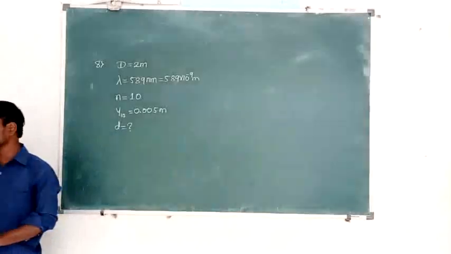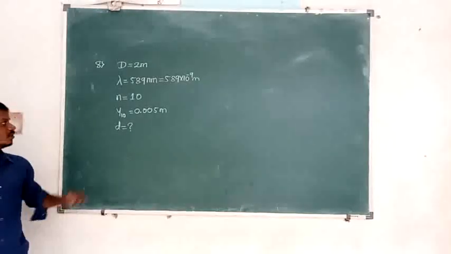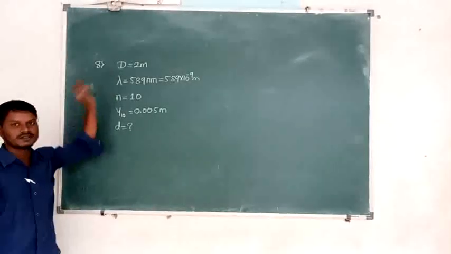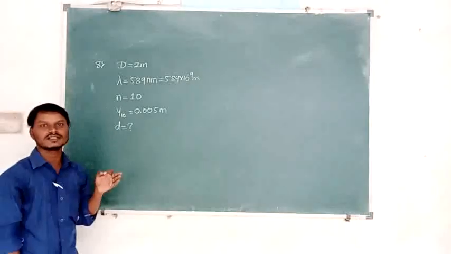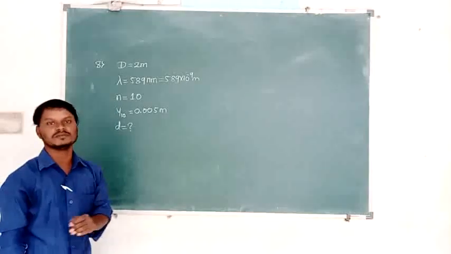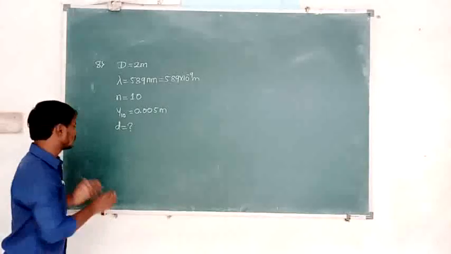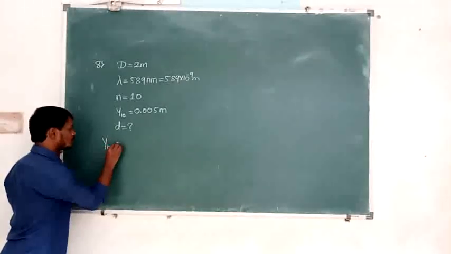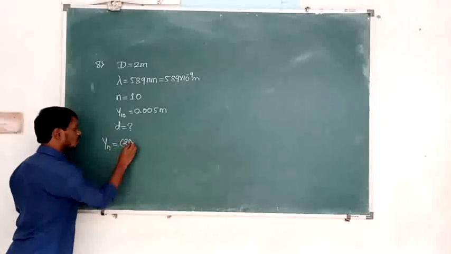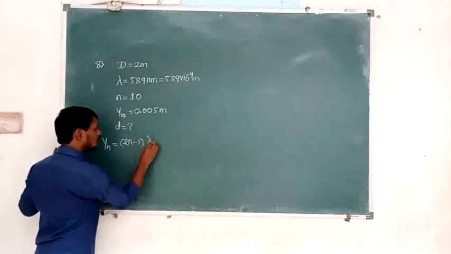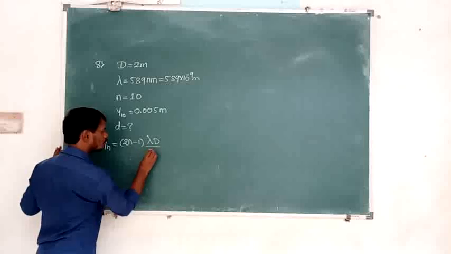So by which formula we have to find the slit width? First we have to know which fringe will be given here. Dark fringe, because it is a minimum. So what is the formula for the position of nth dark fringe? That is yn is equal to (2n minus 1) lambda into capital D divided by 2d.